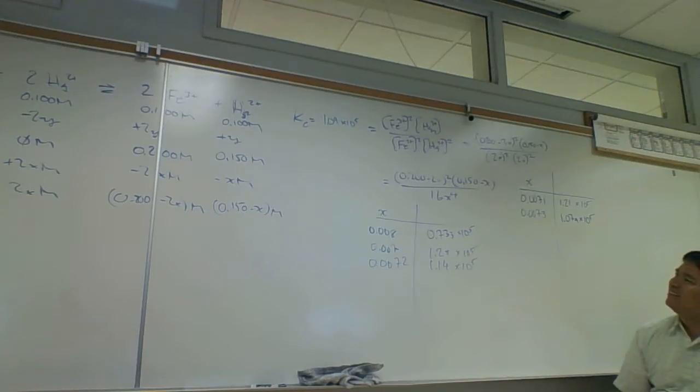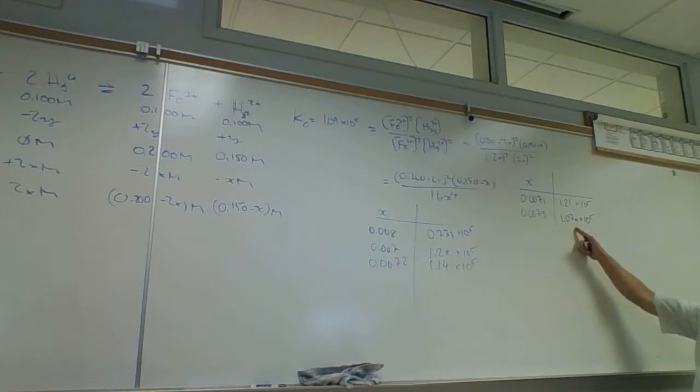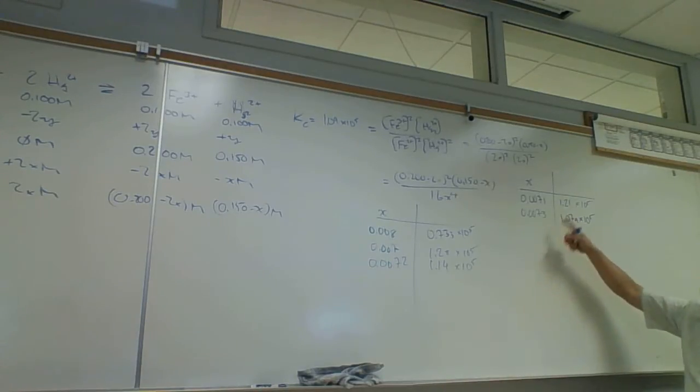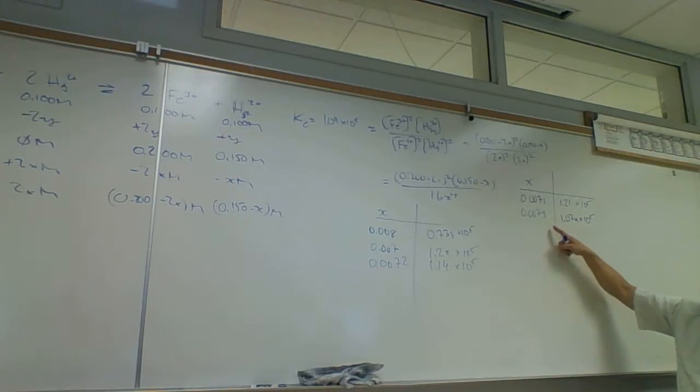0.079 times 10 to the fifth. That's like 1.08. We're very close, aren't we? What do you want to do next? We're a little bit too small. This is too big. 72 was too big. 72 was 1.14. 73 is too small.